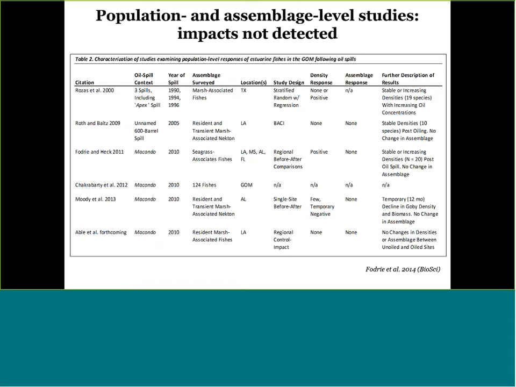And predominantly, these population level studies look at two things, the density response or the assemblage response. The assemblage means like the community structure, like is the community structured the same way? And throughout all those studies, they basically never see a response. If anything, the only response they see is more fishes. That's something that a few studies have actually reported.